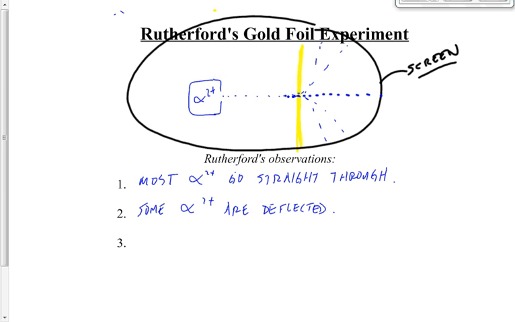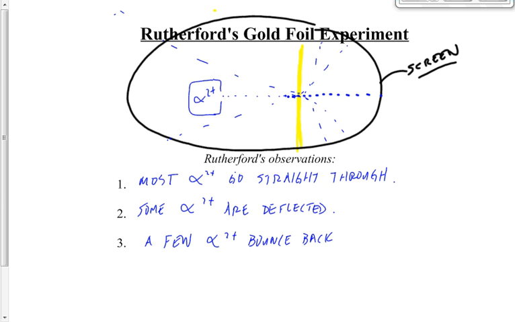Again, most of them are going straight through. So when we say some of them are deflected, not very many are deflected, but some of them are. The third observation: a few of them, so even less than those that are deflected, bounce back. So they come back like this and hit the screen over here, or back like this and hit the screen over here. A few of the alpha particles bounce back.